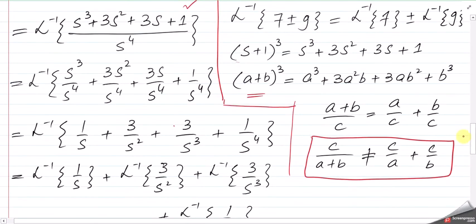Yeah, one thing to remember though. C over A plus B is not equal to C over A plus C over B. We cannot split the denominator. Please don't split the denominator.